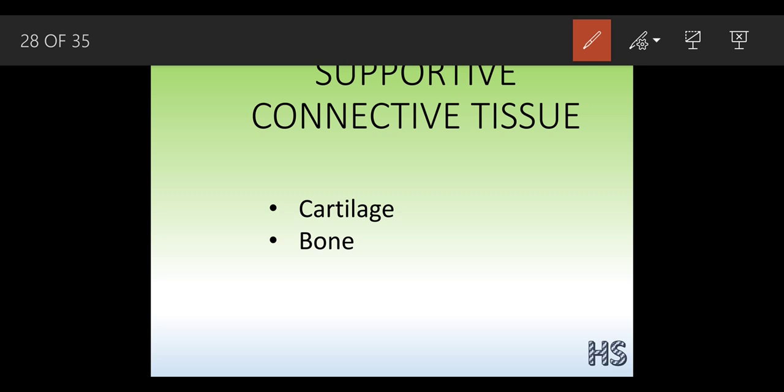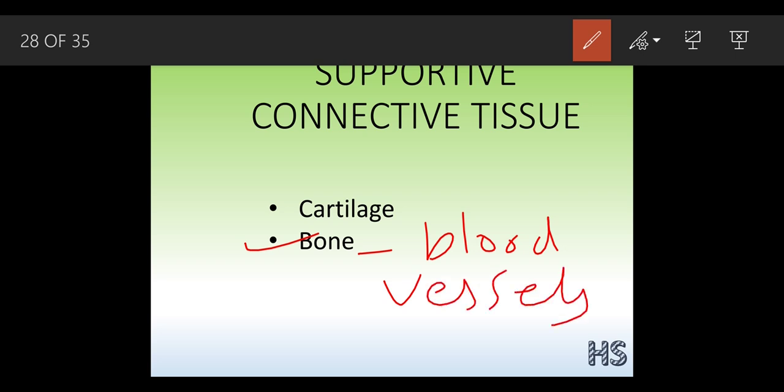The next part is the bone. It is a hard tissue. Cartilage does not contain blood vessels and nerves, but bone contains blood vessels and nerves. You have already heard about blood vessels. They are the arteries, veins and capillaries, and nerves.